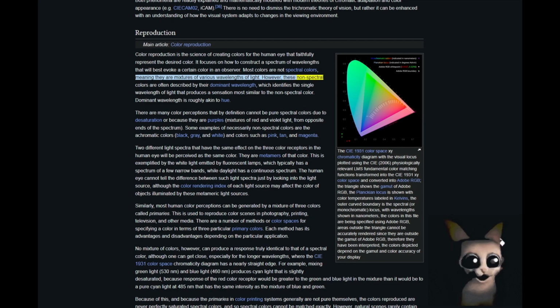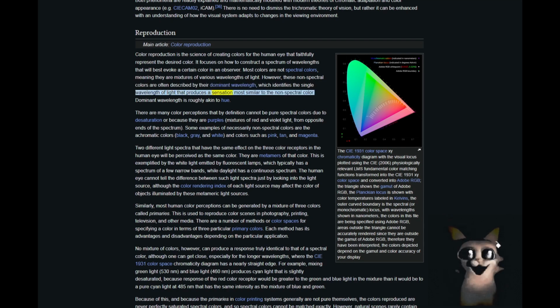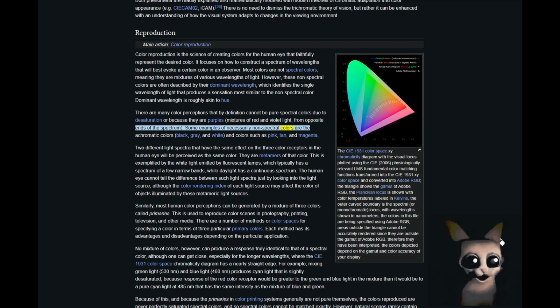However, these non-spectral colors are often described by their dominant wavelength, which identifies the single wavelength of light that produces a sensation most similar to the non-spectral color. Dominant wavelength is roughly akin to hue. There are many color perceptions that by definition cannot be pure spectral colors due to desaturation or because they are purples, mixtures of red and violet light, from opposite ends of the spectrum. Some examples of necessarily non-spectral colors are the achromatic colors, black, gray, and white, and colors such as pink, tan, and magenta.